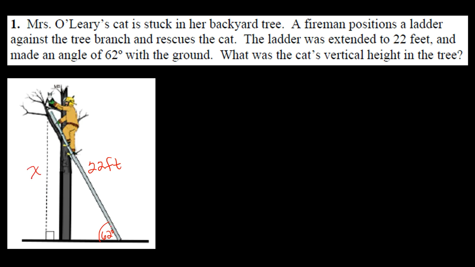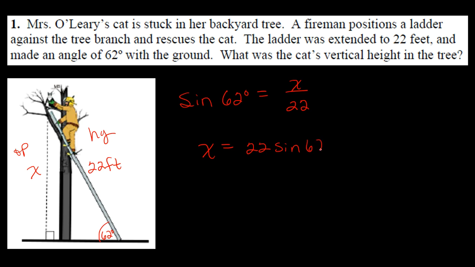So with our referenced angle of 62, we have opposite and we have the hypotenuse. So opposite over hypotenuse is the trig function sine. So the sine of 62 degrees is equal to x over 22 feet. We're going to cross multiply. We get x is equal to 22 times sine of 62 degrees.